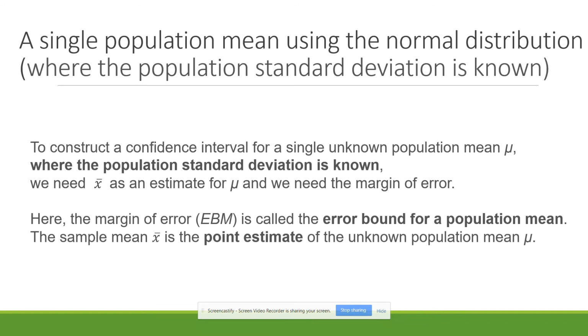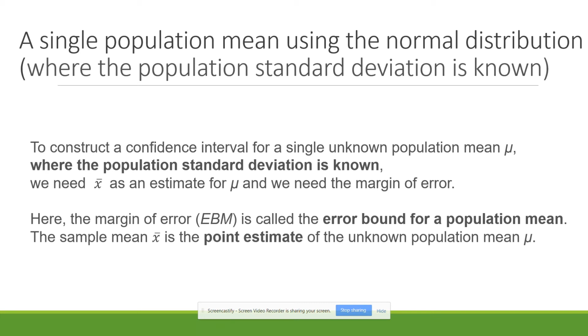So to construct a confidence interval for a single unknown population mean, where the population standard deviation is known, we need the sample mean as an estimate for the population mean, and we need to know the margin of error. Here, the margin of error is called the error bound for a population mean. The sample mean is the point estimate of the unknown population mean. So what we're trying to say is we're giving a margin of error to say I could be wrong going below the mean and above the mean.